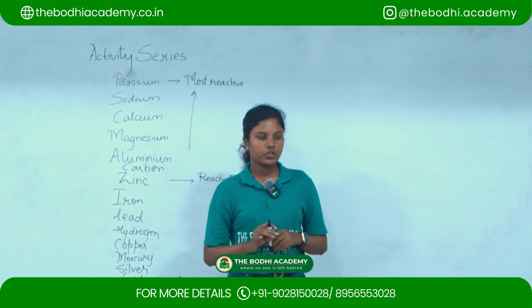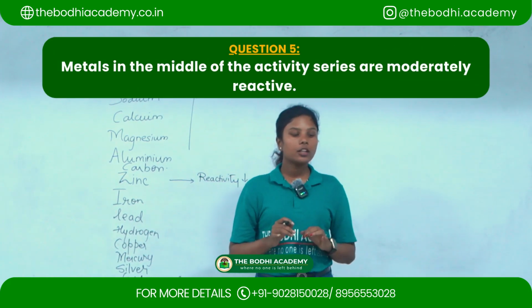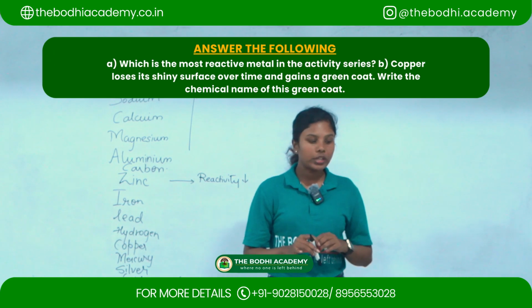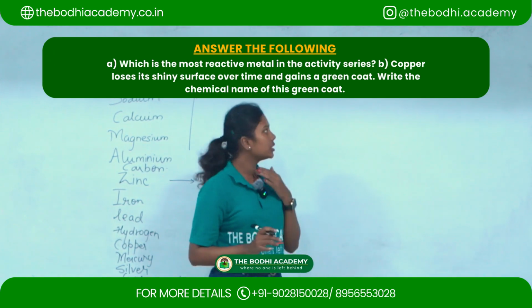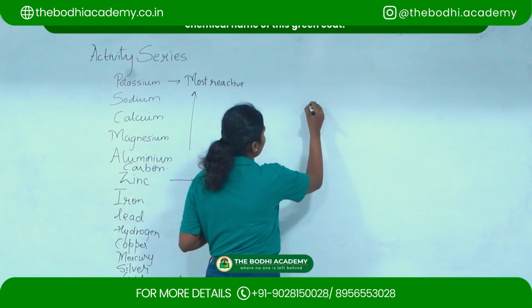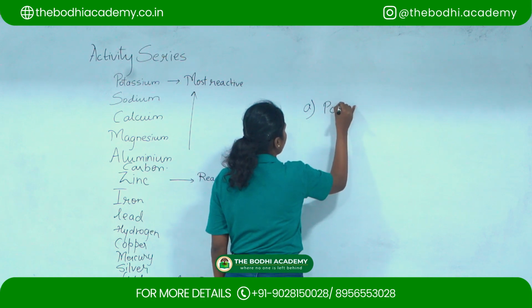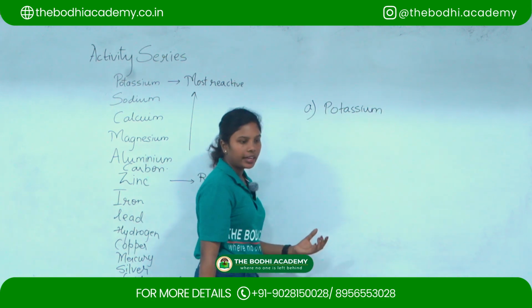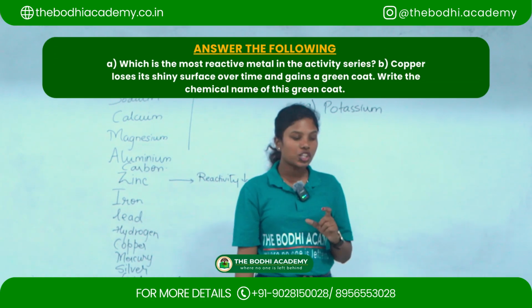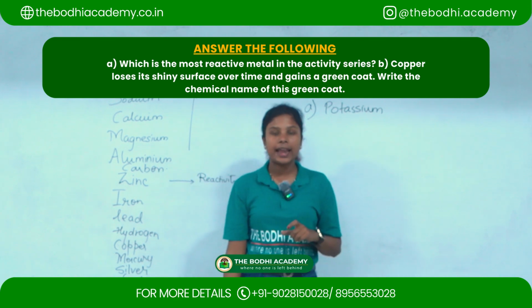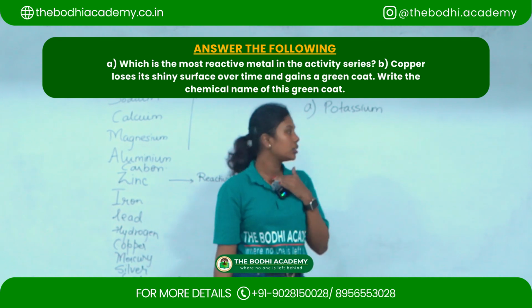Moving to the fifth question. Metals in the middle of the activity series are moderately reactive. Which is the most reactive metal in the series? If we see, the most reactive one is the first one, so that is potassium. The most reactive one is potassium metal. Second: copper loses its shiny surface over time and gains a green coat. Write the chemical name of the green coat.